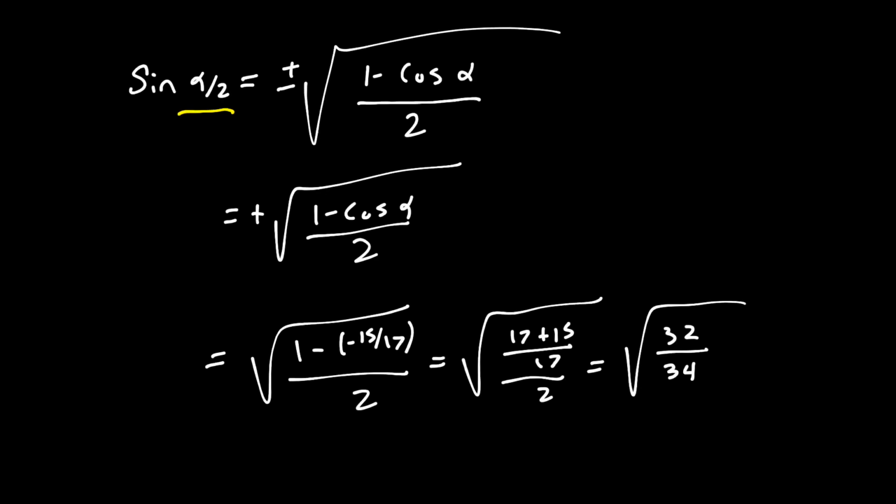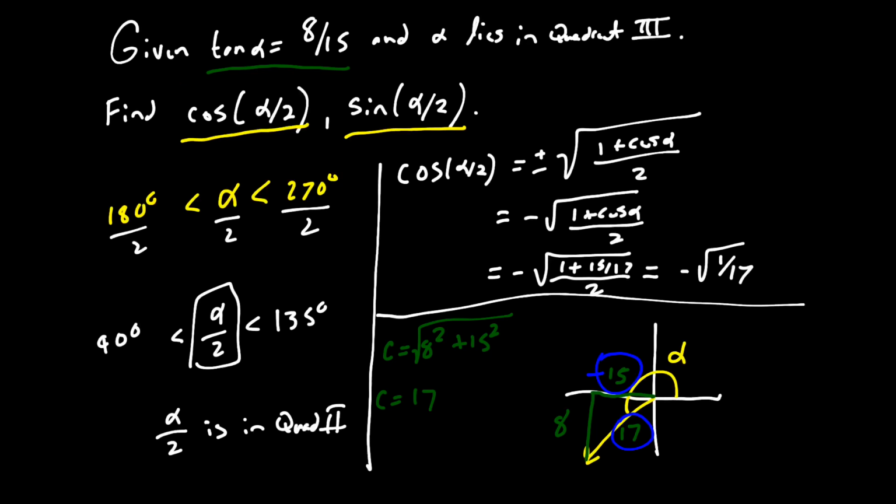So let me go back one more page. And the thing that I want to note is this value here, 15 divided by 17, should be a negative 15 divided by 17.